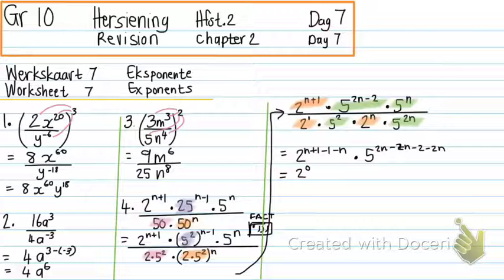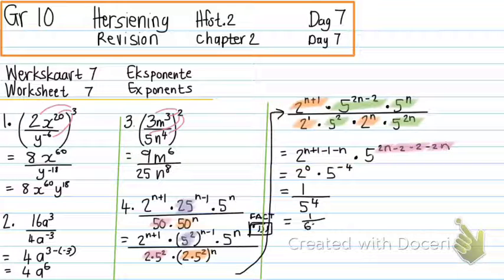So it's 2 to the power 0 times 5 to the power, let's just check that again, of the 5's, 2n minus 2, and then I subtract whatever's on the bottom, minus 2 minus 2n. That gives me 5 to the power negative 4. So 2 to the power 0 is 1, and 5 to the power negative 4 goes below the line, and that is 1 over 625.